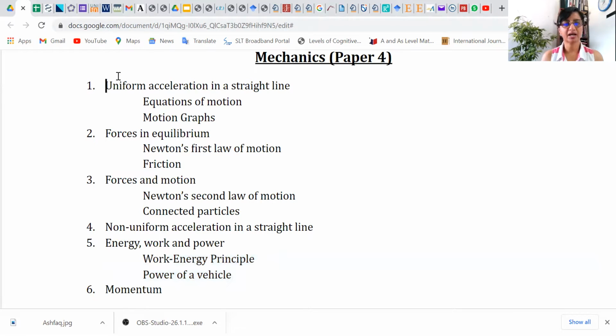Okay, so what we're starting today is uniform acceleration in a straight line. As you copy this down, I want you to be thinking about whether you have come across these topics before, how much of these you are already familiar with, and so on. Because even if you are not doing physics at advanced level, in your O-level physics, you have done this. Why does it feel like a revision?